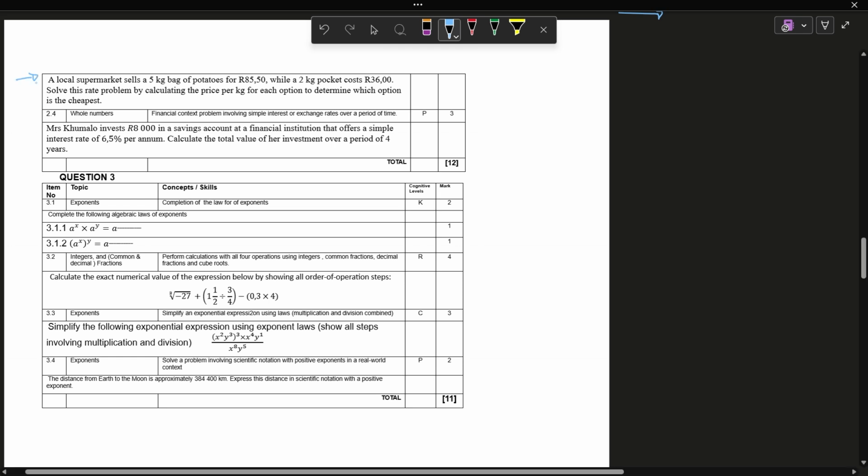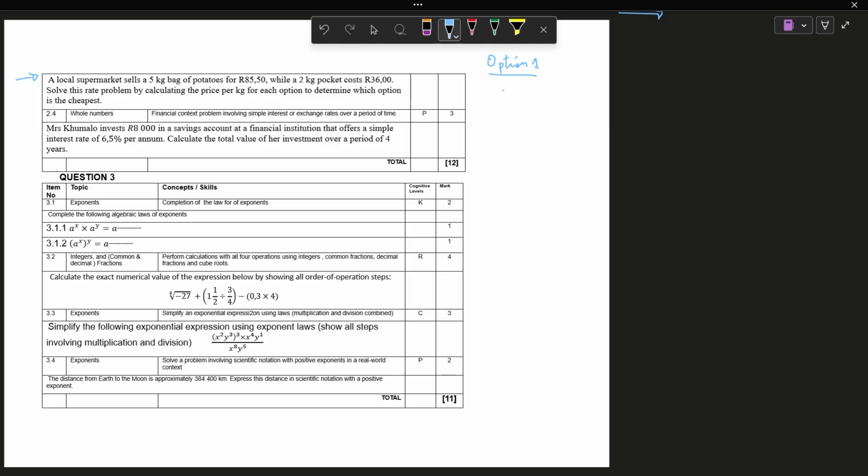Okay, great. A local supermarket sells a 5 kilogram bag of potatoes, while a 2 kilogram packet costs 36 rand. Solve this rate problem by calculating the price per kilogram for each option to determine which option is the cheapest. Okay, so it looks like we've got two options here. So we've got, let's see, option 1.